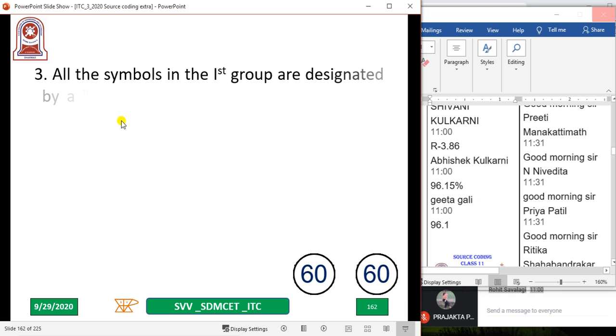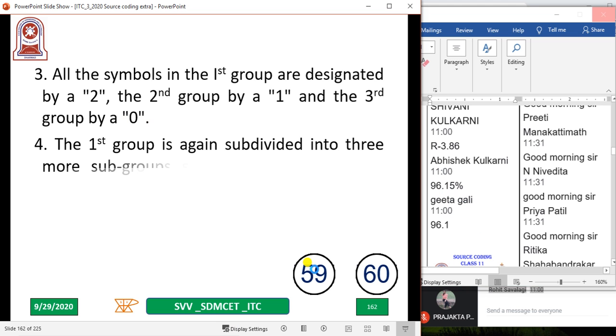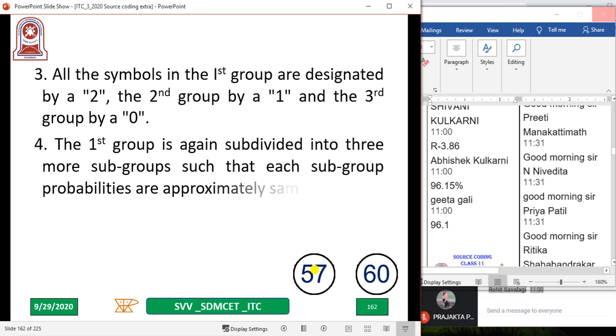All the symbols in the first group are designated by 2, the second group by 1, third group by 0. We used to assign only 1 and 0. Now we start from 2, then we assign 1, then we assign 0. Again, the same way we do it. The next step: the first group is again subdivided into 3. Earlier we used to do 2, now we are doing 3. The first group is again subdivided into 3 more subgroups such that each subgroup's probabilities are approximately the same.